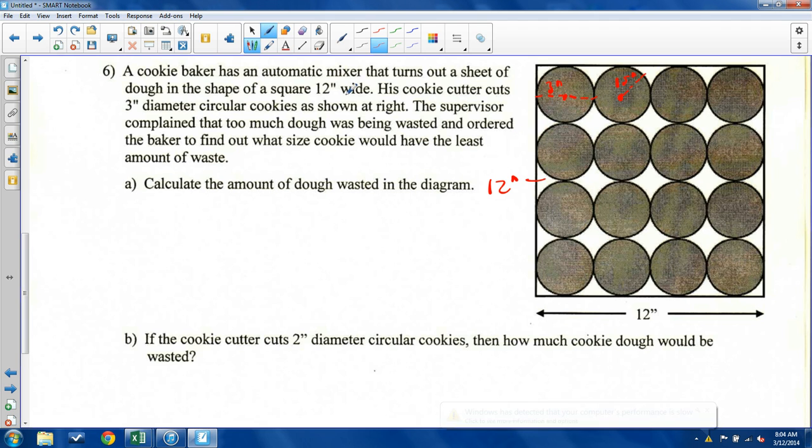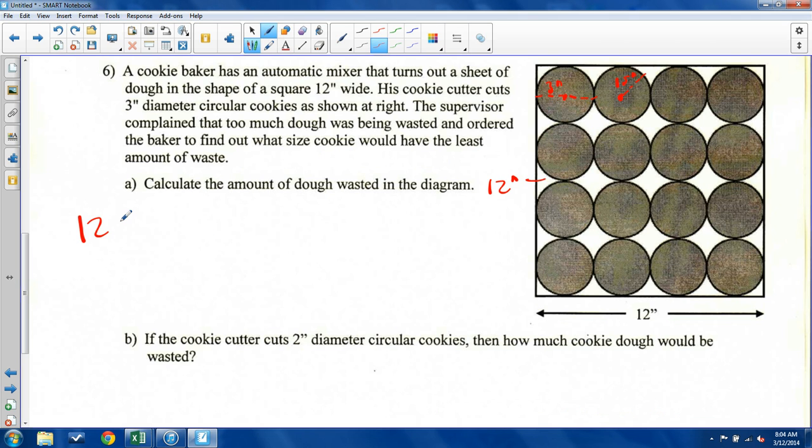The question is, too much dough is being wasted. He wants to find out what size cookie would have the least amount of waste. He's like, we should cut it into 2-inch cookies, or 5-inch cookies, or 16, or whatever. He's like, you're wasting too much cookie. Let's see how much dough is wasted. So imagine the entire thing's cookie.